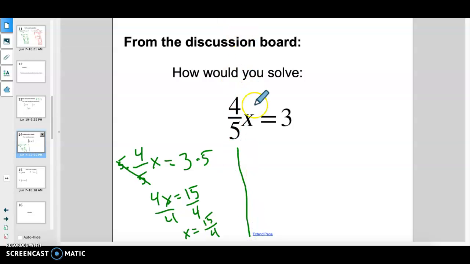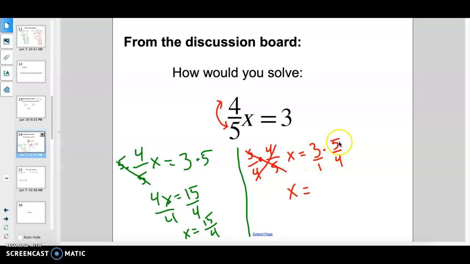Another way you could approach it is you could multiply by the reciprocal. If reciprocal is an unfamiliar word, remember reciprocal means you're flipping the fraction. So if I've got 4/5, I would multiply that by its reciprocal, which would be 5 over 4. And I would do the same thing on the other side. So 5 divided by 5 is 1, 4 divided by 4 is 1, so we're just left with an x on the left side. And on this side, this is like 3 over 1 times 5 over 4, so 3 times 5 is 15, 1 times 4 is 4. So those are two different ways you could approach this problem.